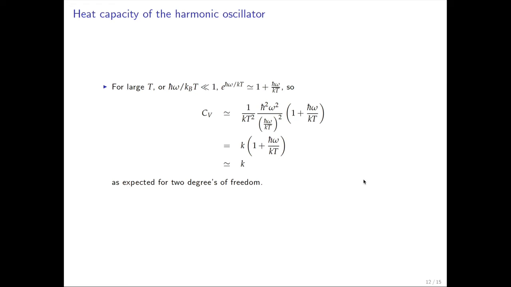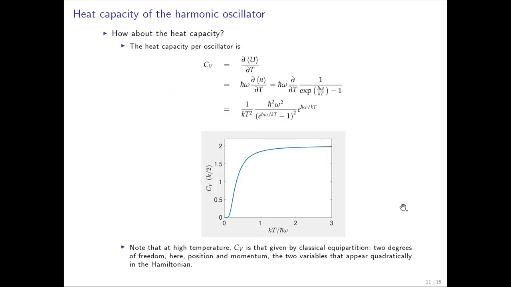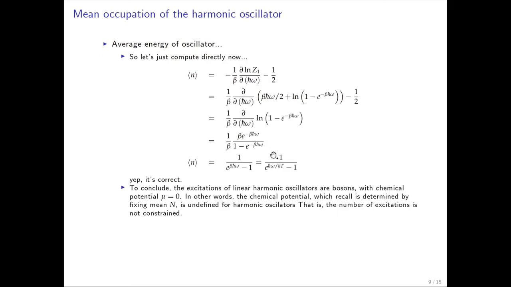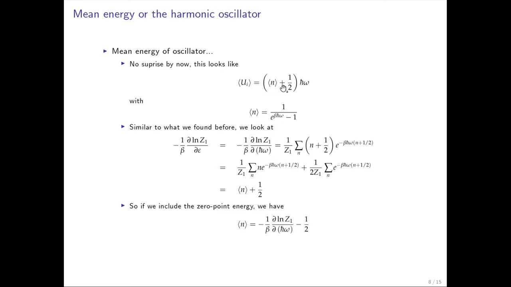Okay, so that's pretty much it for the harmonic oscillator, from levels to partition function to mean energy and heat capacity. But there is just one thing I want to point out. If we go back to this mean energy, we see that at extremely low temperatures, the energy saturates to this 1/2. That means, of course, we had this form for the energy. So what we're saying is that the mean number is going to zero.